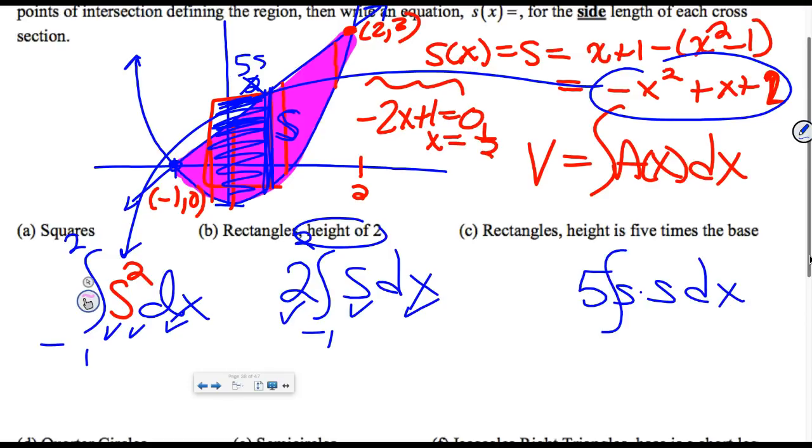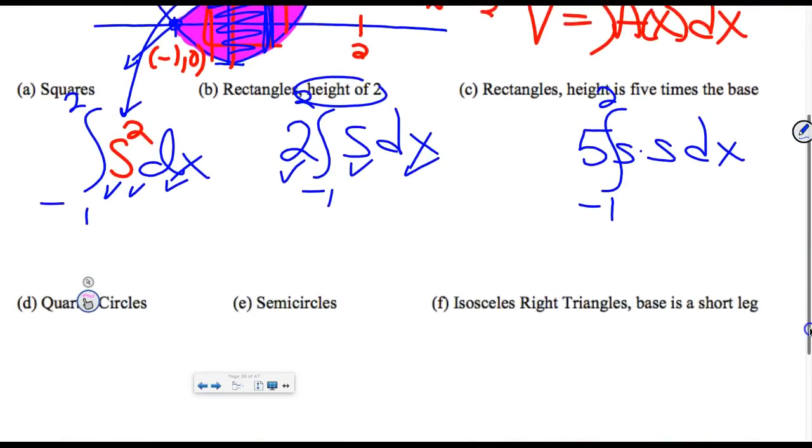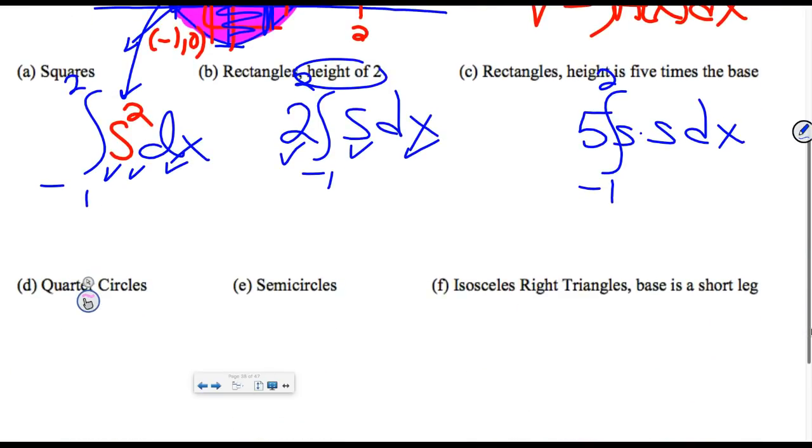I pull the constant out front. Am I memorizing? Not at all. So far right now I've just created them because it's all about area. So that would be s squared in there. So do they all have an s squared in them? No, but the majority do. All right, quarter circles we won't do.